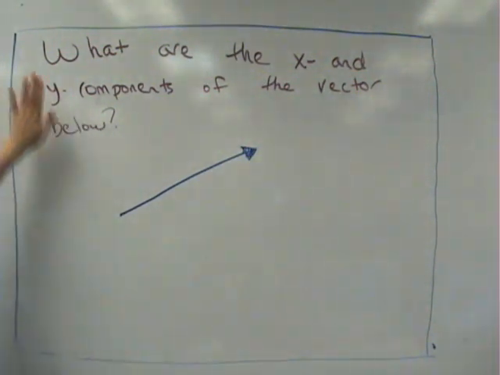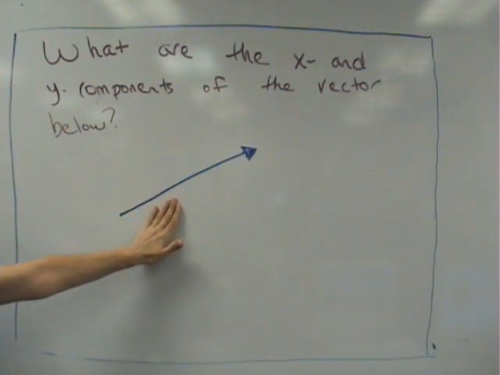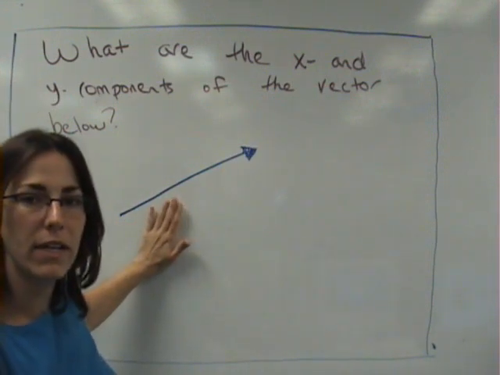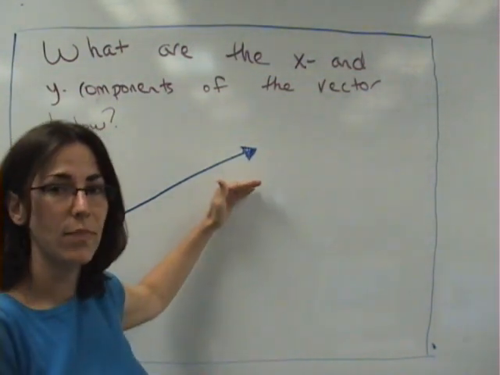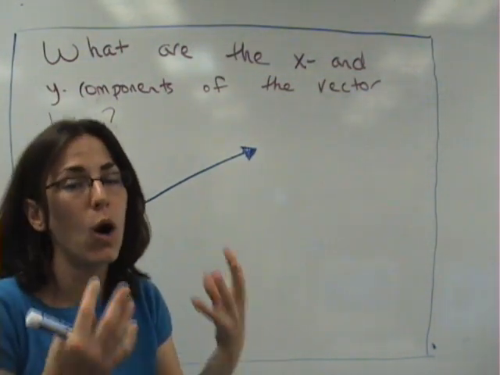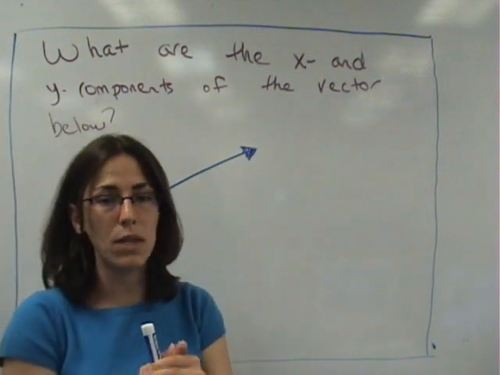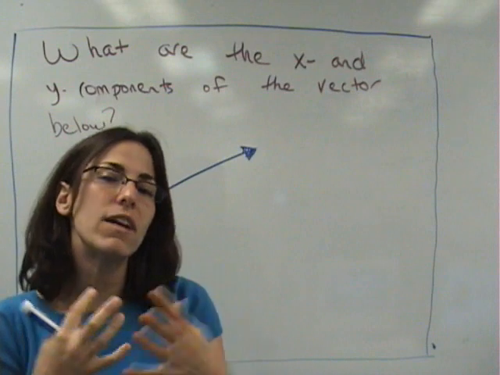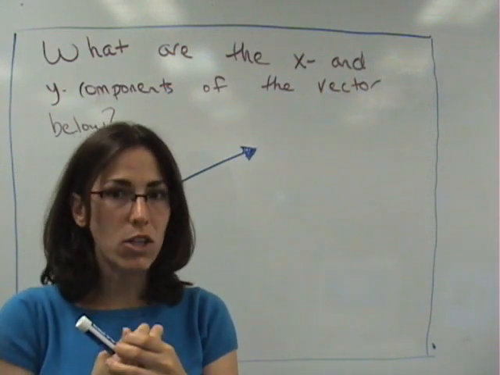This problem says, what are the x and y components of the vector below? So this blue line right here is clearly a vector. It's got a magnitude, a size, and it has a direction. And what we're looking for is what are the components of this vector, specifically the x and y components of this vector. Vector components tell you how much of the vector is in a given direction.